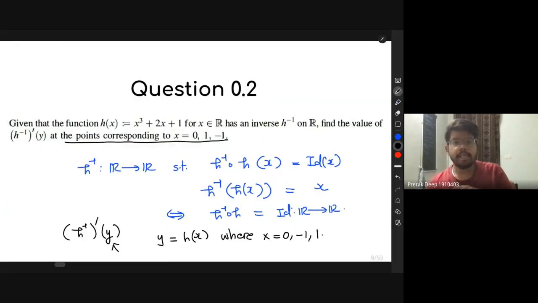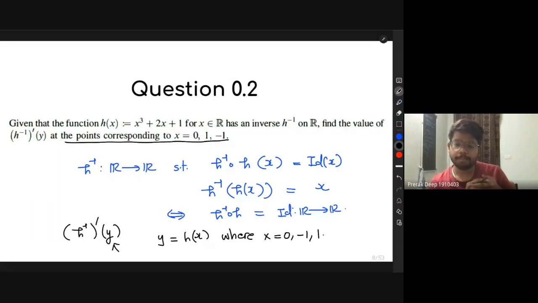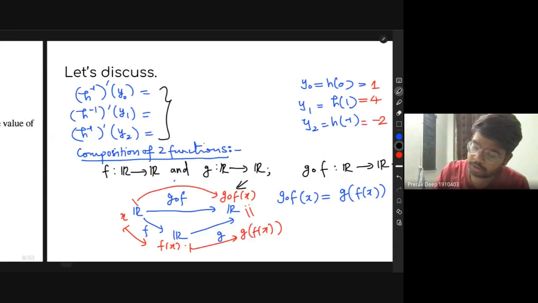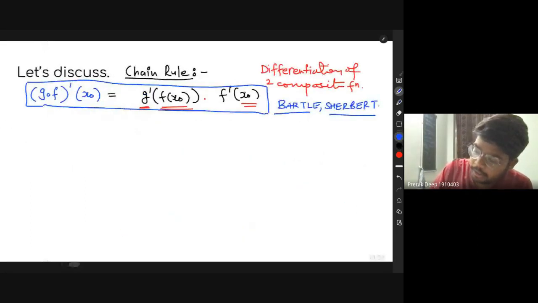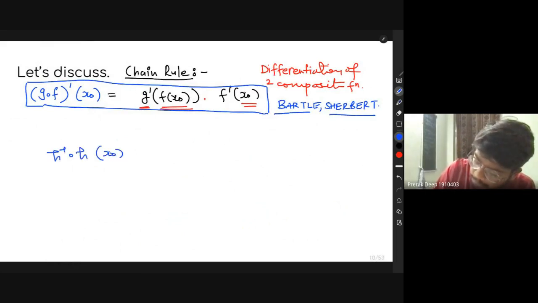But in this question, it seems tricky to find the derivative. It is tricky to find the inverse of this function. So we use a simpler approach. We use the chain rule. We already know that h inverse composed with h of x naught is equal to the identity function, x naught.